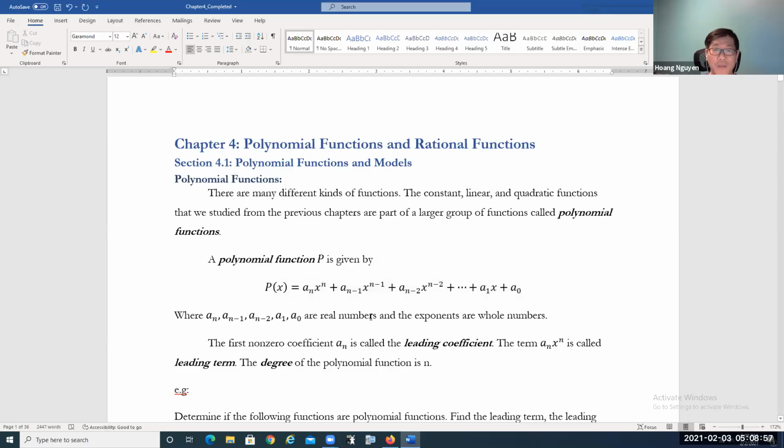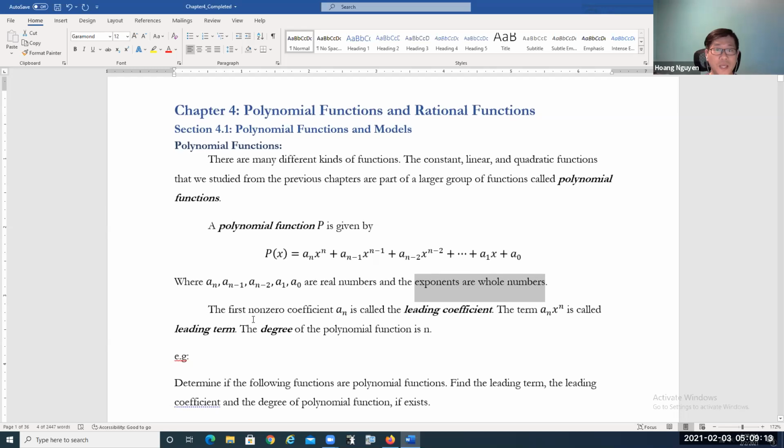We're going to base on this definition to determine if we have a polynomial function. The exponent must be a whole number, which means 0, 1, 2, 3, 4, 5, etc. The first non-zero coefficient, a_n, is called the leading coefficient. So a_n is the leading coefficient. The term a_n times x to the power n is the leading term.